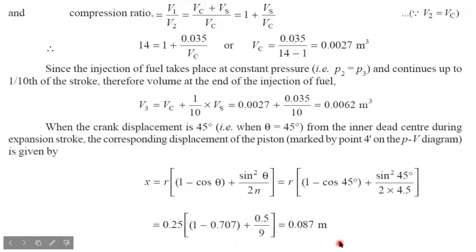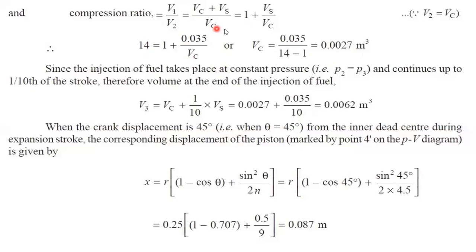And next we need to determine the Vc, that is clearance volume. So compression ratio is V1 by V2. So V1 we can write as Vc plus Vs, and V2 we can write as clearance volume. So Vc divided by Vc will become 1 and Vs by Vc keep as it is. So in this we know the compression ratio value V1 by V2 is 14 and the Vs value, swept volume, we just now calculated. Only Vc is the unknown. So this unknown we can easily calculate. Keep the unknown on one side and take everything to the other side, and you will be getting the value of 0.027 meter cube.